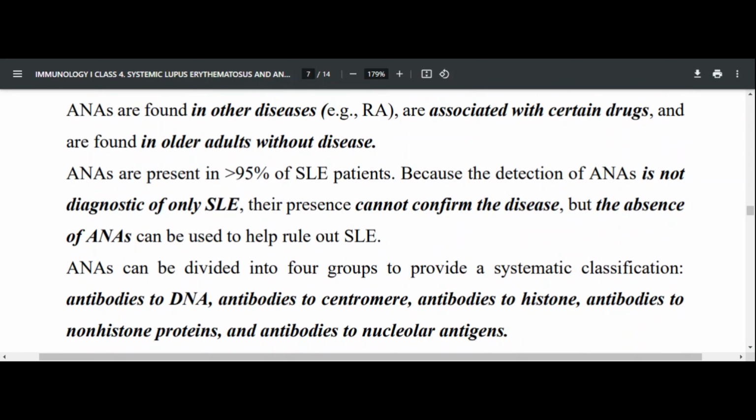So anti-nuclear antibodies can be divided into 4 groups, depending on their classification in systemic lupus. Some of them are against DNA, anti-DNA. Others are against centromeres. We call them anti-centromere antibodies. Others are against histone, which is, of course, in the nucleus, and antibodies against non-histone proteins, many other proteins in the nucleus, and also antibodies against nucleolar antigens. So we can classify them in these groups.